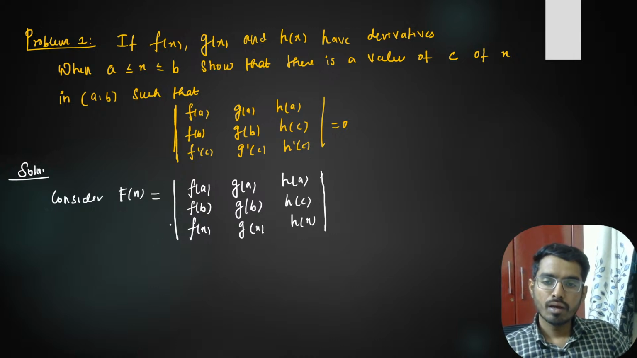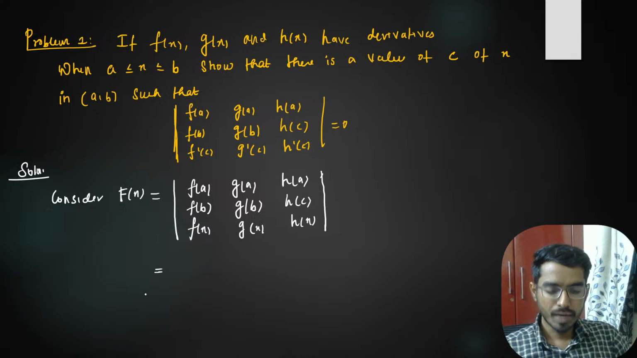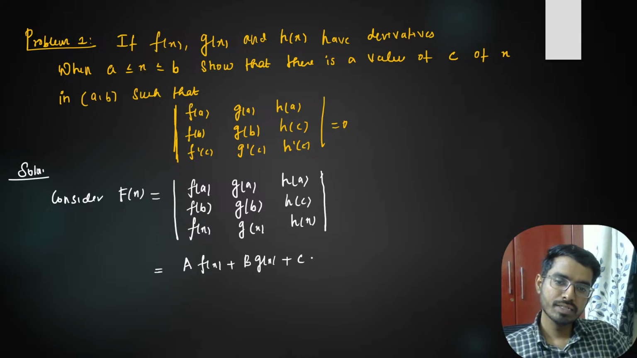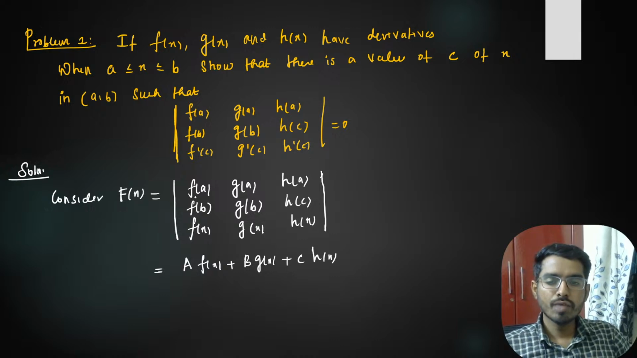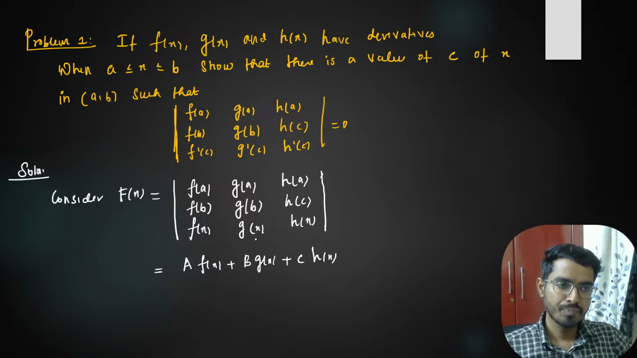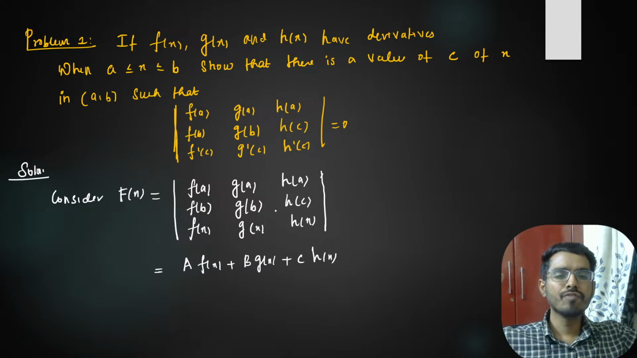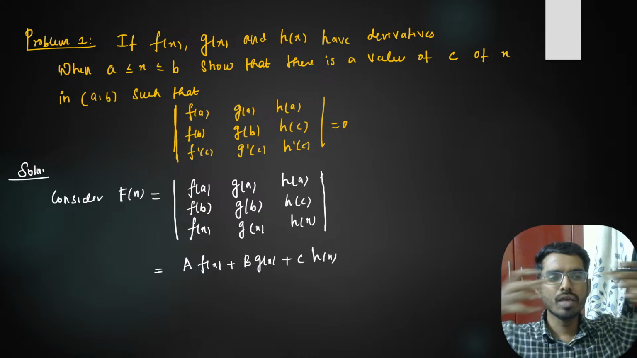Why? Let us try to expand this. See, if you try to expand this, what you will have is some number into f of x, some number into g of x, and some number into h of x, right? Don't worry about the coefficients or constant term. If you expand this, you will have f of a into g of b h of x minus h of b g of x, and you will be having one long equation.